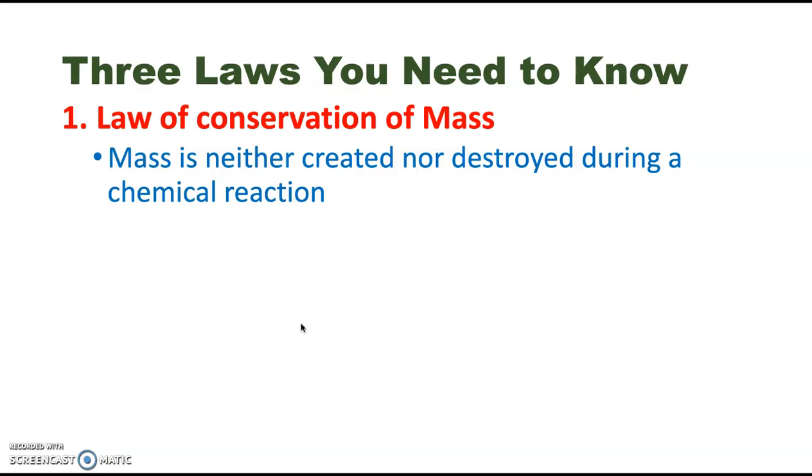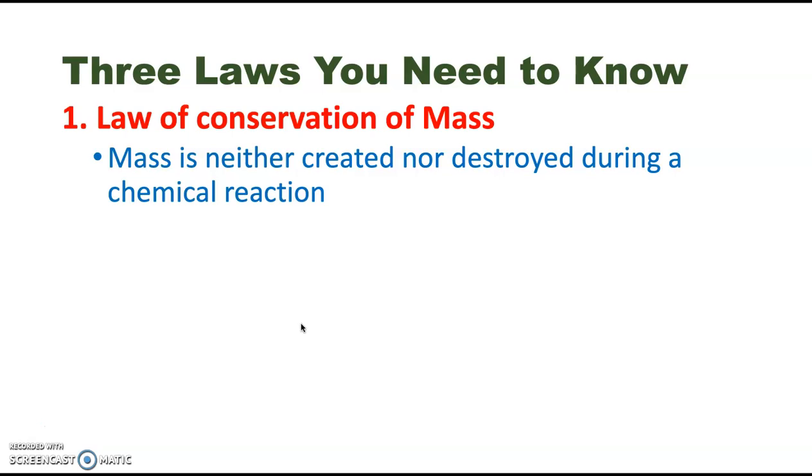Now, the first one you likely are quite familiar with, the law of conservation of mass. It just states that mass is neither created nor destroyed during a chemical reaction. You've all had 9th grade science, so I know you've all heard this one at least once before, probably more than once. It basically means what goes in must come out, or what comes out, something must have gone in to get that thing out.